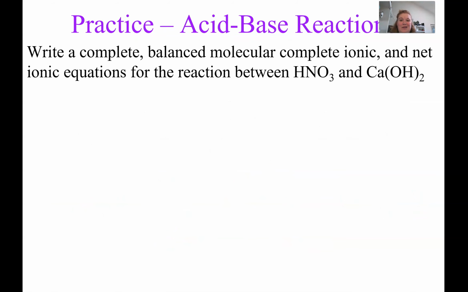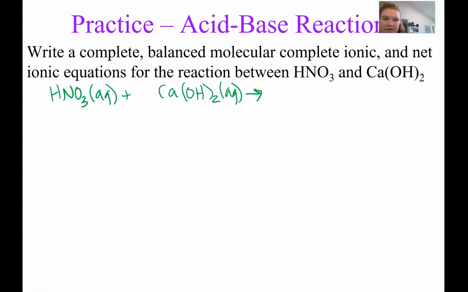So we're going to practice again. Here's our reaction. We're going to react nitric acid and calcium hydroxide. So there's my nitric acid. There's my calcium hydroxide. And I'm going to do molecular, complete ionic, and net ionic. So we're going to do all three. So in order to start, our first step was to break it apart into our ions. So I have hydrogens, I have nitrates, I have calciums, and I have hydroxides.